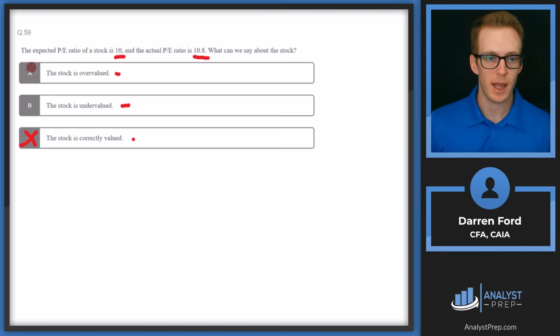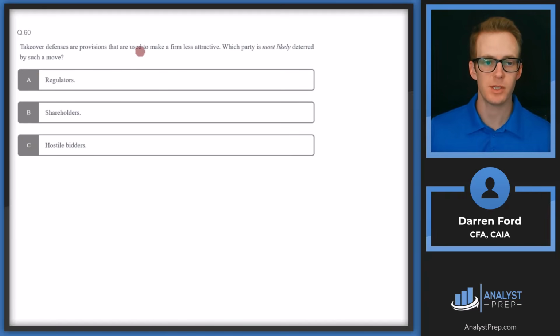This is going to be A, overvalued, and we want to compare it to what the market thinks. So if we think it's 10, that means that we think that each dollar of earnings is worth $10, and the market thinks that each dollar of earnings is worth $10.8. So since they think it's worth more per dollar of earnings, that means that the stock is going to be overvalued. Answer A.